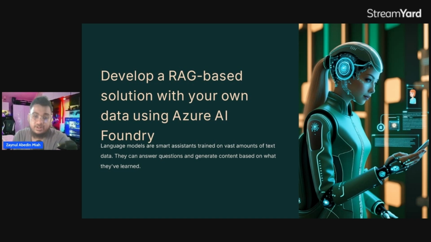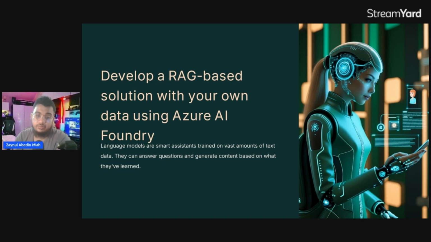So it can answer your questions and generate content based on what it has learned from the data you trained it on. Let's say, for example, we ask the model, what is the capital of France? It will say the capital of France is Paris because it was trained on that data. So it knows a lot of things. But sometimes the answers provided by this model are not as accurate or up to date as we want them to be.